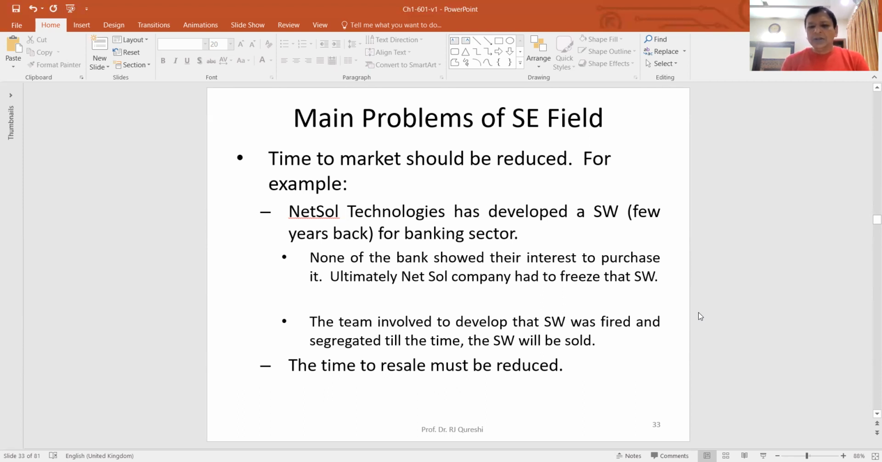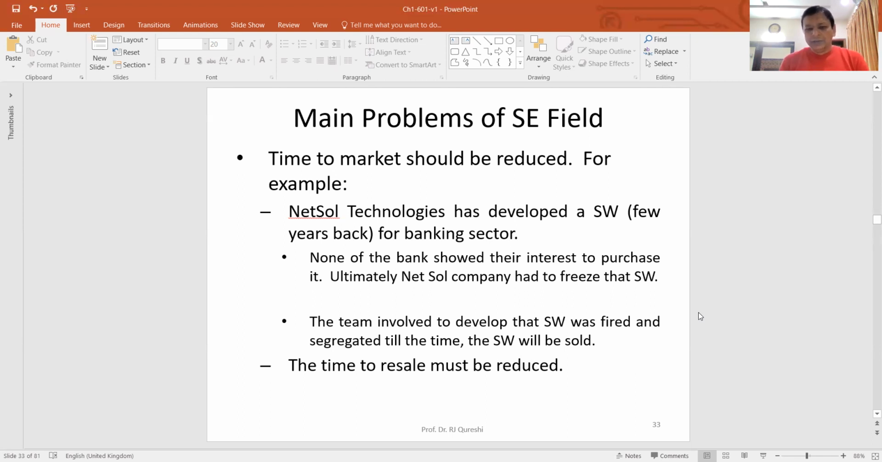And finally, NetSol Technologies had to freeze that software, and they had to fire the team members, except the specialists. They engaged them in other projects. So the team was fired, and some team members who were specialized were segregated into other projects. And that project, from approximately 2007, 2008 till today in 2022, is frozen.